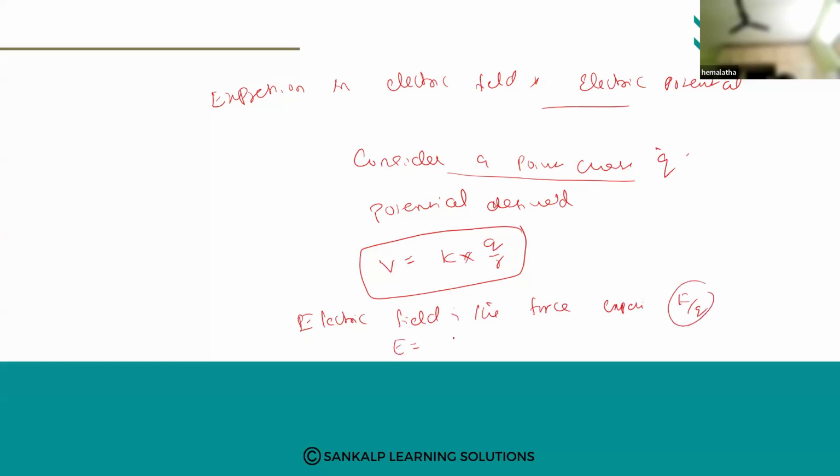Actually, E is equal to K into, correct or not? F by Q means Q divided by R square. Now relate the two relations, so E is equal to K Q by R square. So now it has given an expression for electric field and electric potential. So E is equal to what? You can write like this.